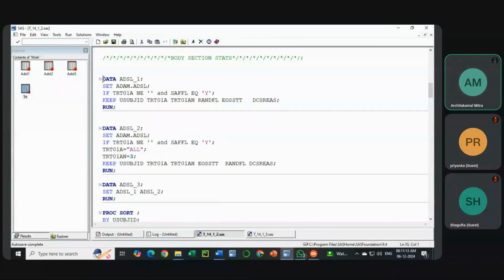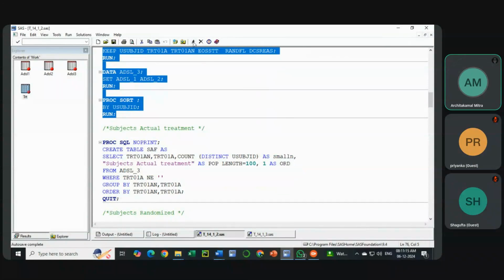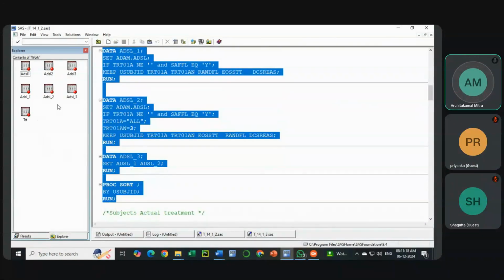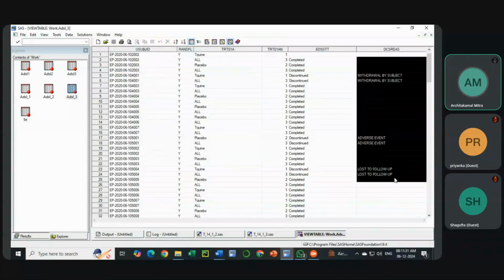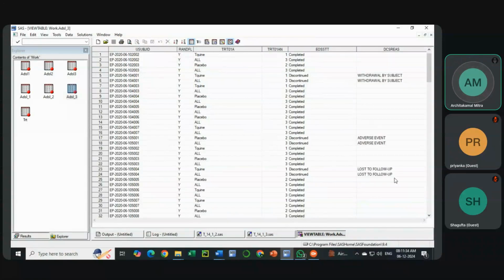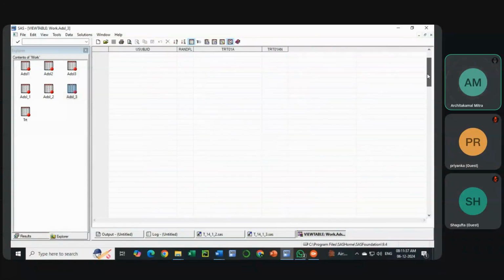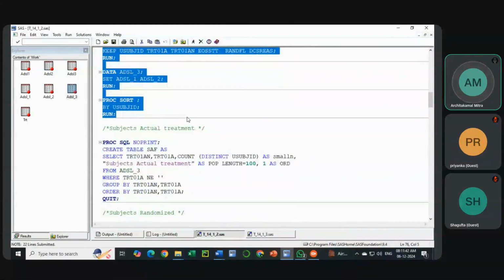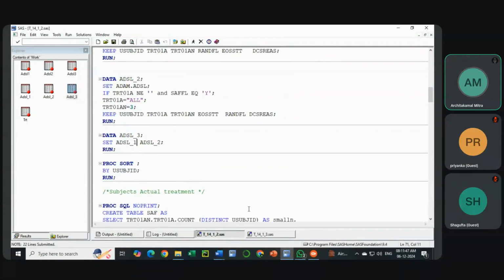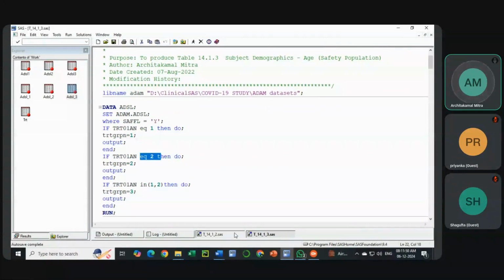So how many people are there? Let's quickly check ADSL underscore 3. Correct. So this is the entire thing. So these are the subject IDs where RANDFL is Y, and we have TRT. These are completed and these are all discontinued. These are all the persons who have not been a part of, like who have discontinued, the study. We have everything. So this is where ADSL underscore 3 has the entire list of data for everyone.